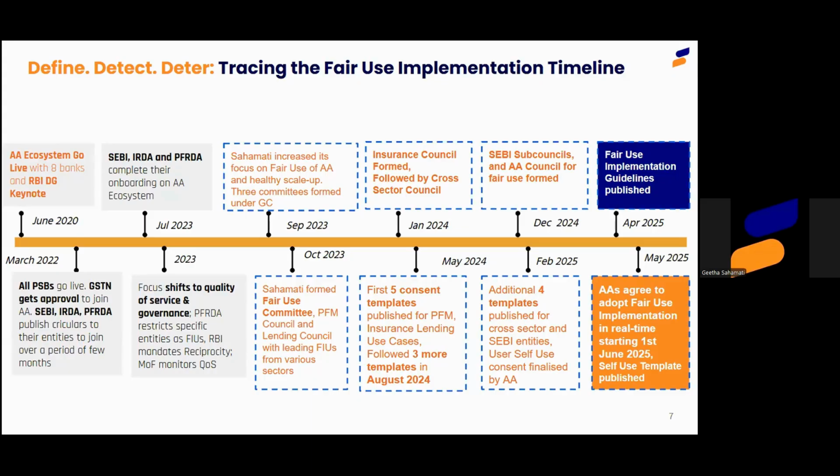So we started out with 5 templates. The most prominent at that time were PFM, wealth management, lending, and then insurance, which were slowly followed up with other use cases that we see today. As of today, there are 15 templates, and the guidelines were adopted industry wide last May 2025. And we've been tightening the implementation as well to ensure that there is complete adoption across the board, which is to ensure that everybody is on the same page.